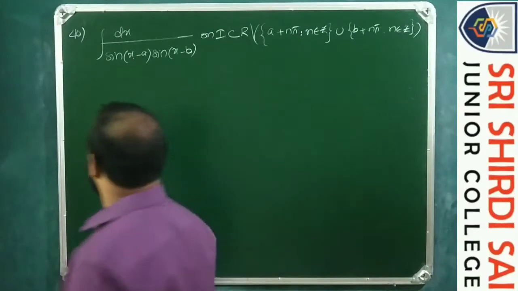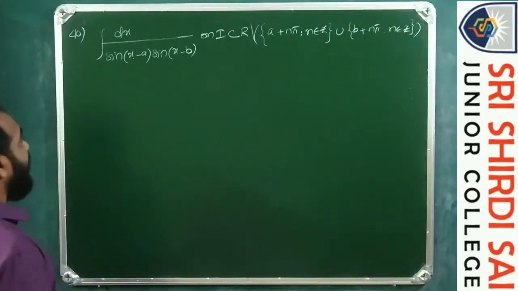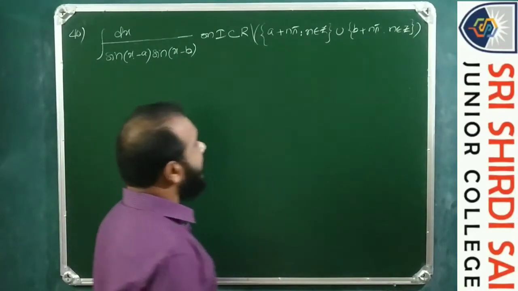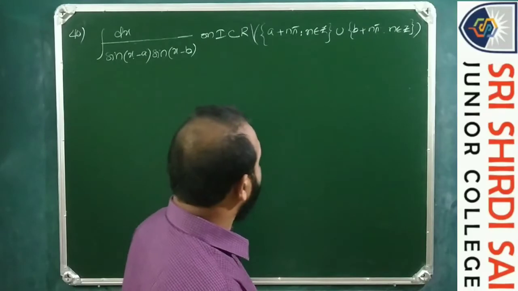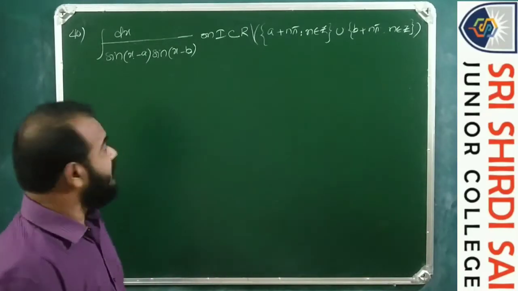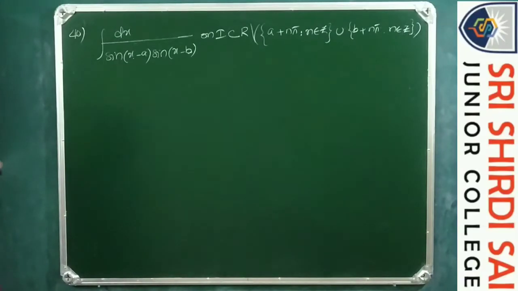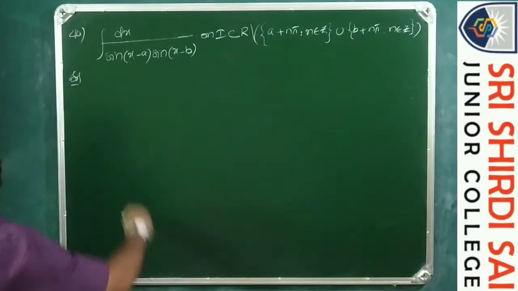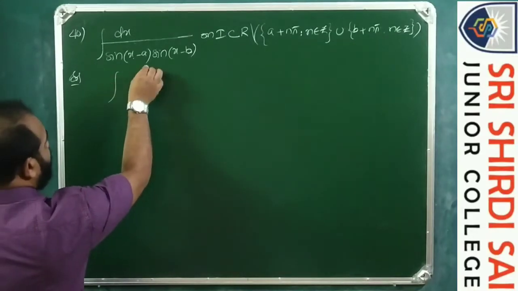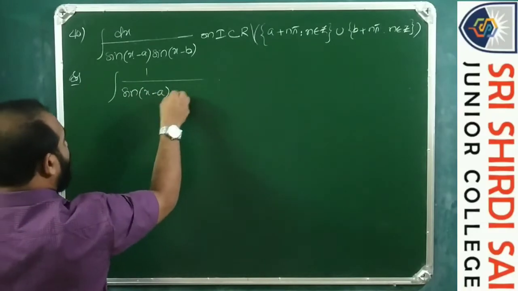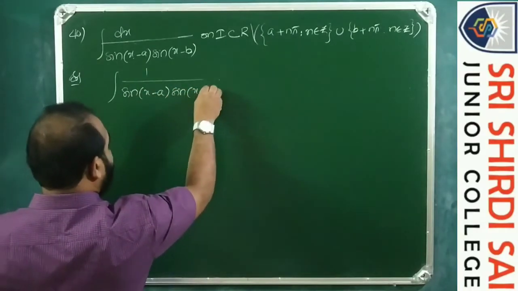Good morning students, let us continue from where we left off in the previous video. The 40th question is the integral dx by sin(x minus a) sin(x minus b), on I which is a subset of R such that a plus n pi, n belongs to Z, union b plus n pi, n belongs to Z. So how do we do this problem? Here we have 1 by sin(x minus a) into sin(x minus b).